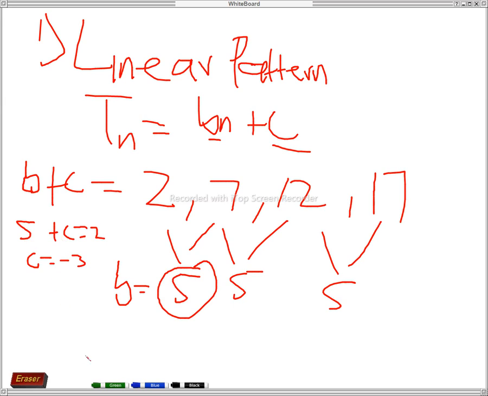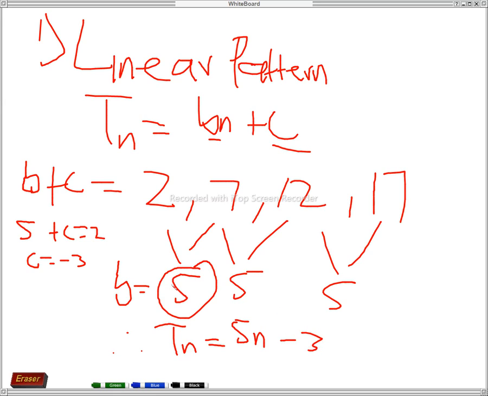From here you just substitute your values, C and B. Now you have your values. So the general formula, or general term, with B equal to 5, you just substitute the value of B, and it's going to be 5n minus 3. Therefore you are done, you understand?